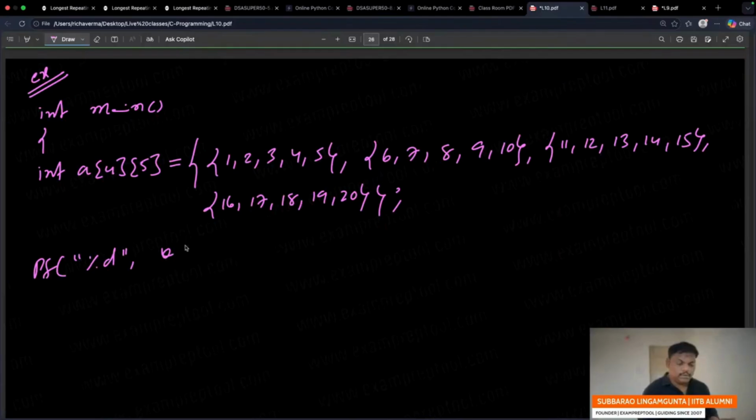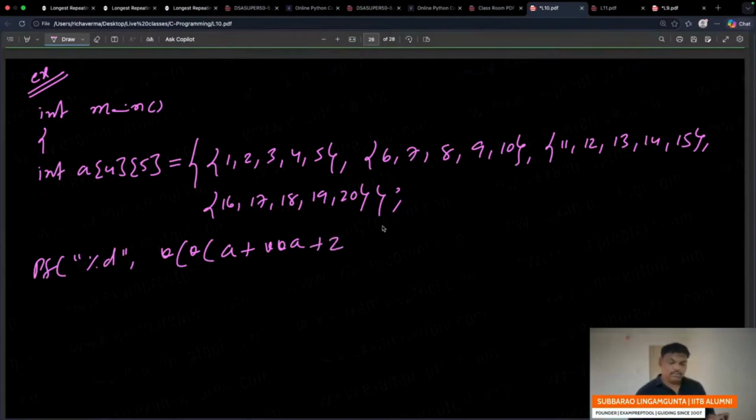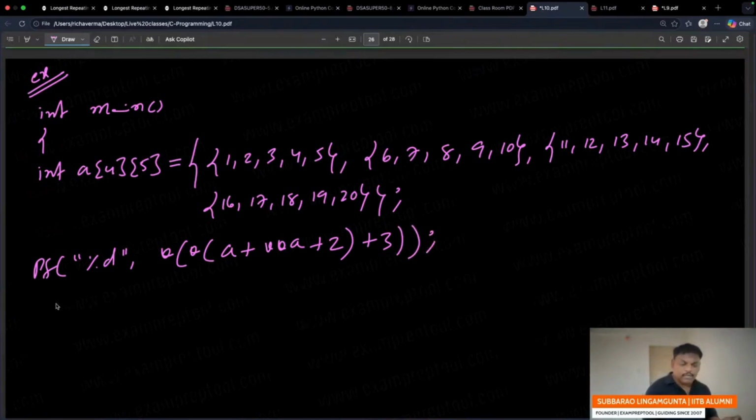Star a plus, star a plus 2, bracket, plus 3, bracket. It's one of the GATE problems. You can try one time, because we return 0 from int main.